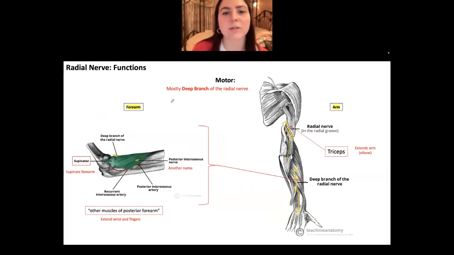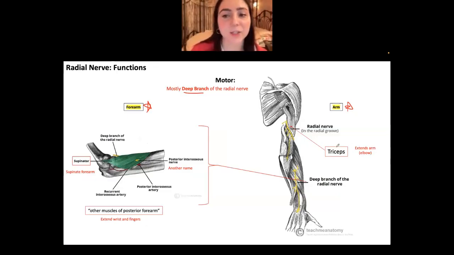Mostly the motor functions of the radial nerve are coming from the deep branch. So it does both the arm and the forearm. So I kind of broke it up into, here's the forearm functions over here, here's the arm function. I'm going to start with arm because I'm making my way down. So here's the radial nerve coming down the arm.